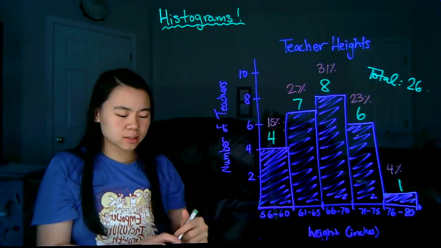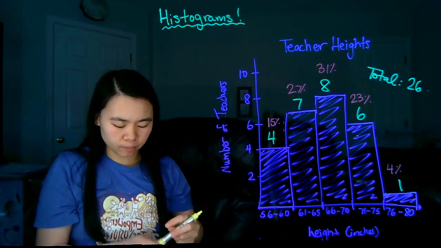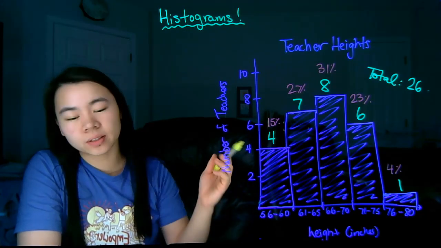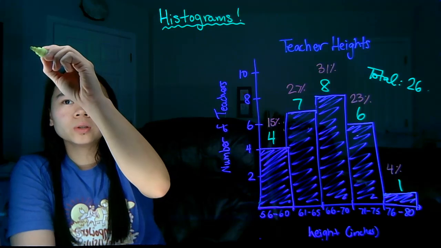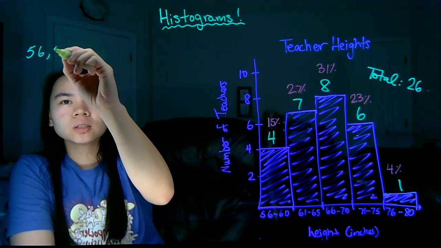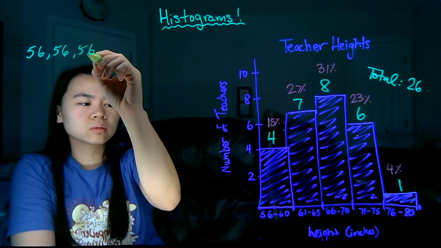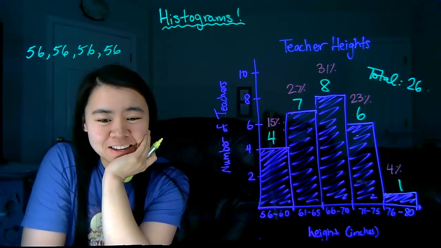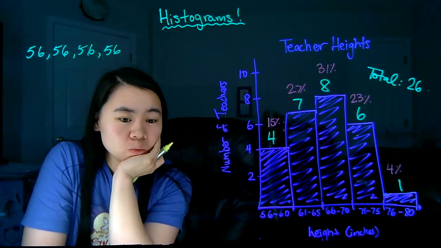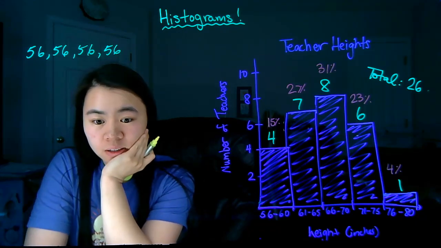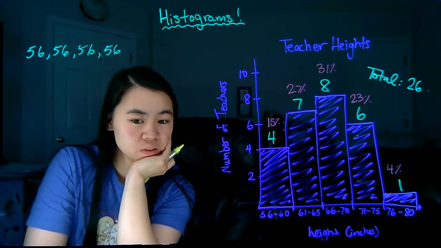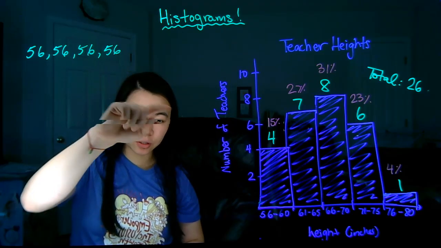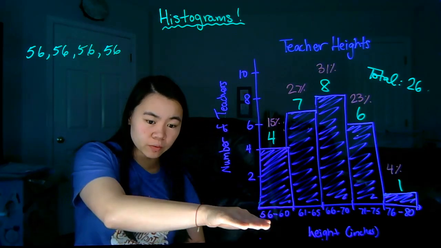We did exactly this in our notebook. Let's do it one more time. I know 4 teachers are somewhere between 56 and 60. Okay, so we could have, maybe they're all 56. 56, 56, 56, 56. They're all the same height. Maybe one is 56 and then 3 are 60. Maybe 56, 57, 58, 59. I have 4 heights in inches, 4 that are between 56 and 60.